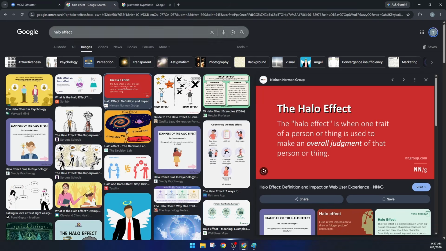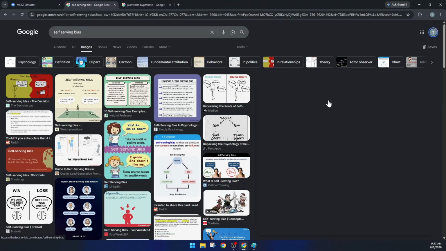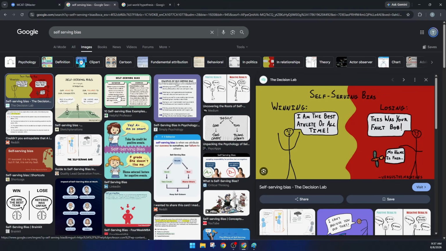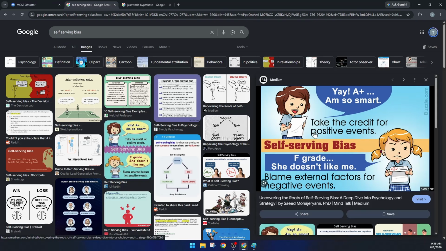Self-serving bias is another one. Self-serving bias is basically where you believe that if you do something good, here, this is a better picture. So yay, A+, I'm so smart. You attribute good things that happen to you as traits that you have, like you're smart. All right. But if you get an F, it's due to external factors or negative events. So here, this is a good picture.